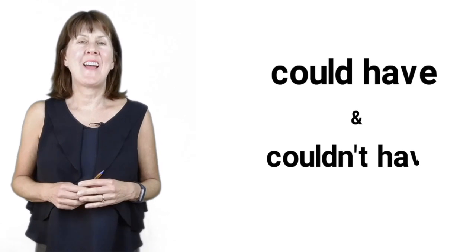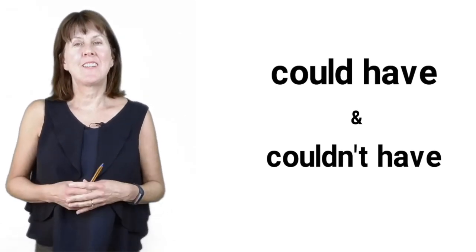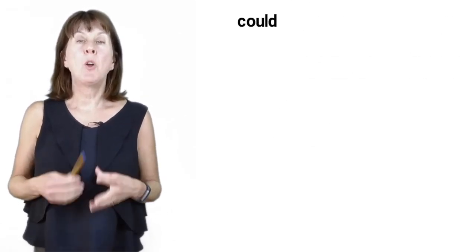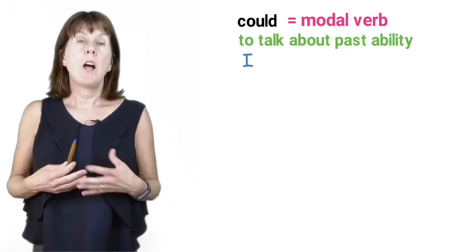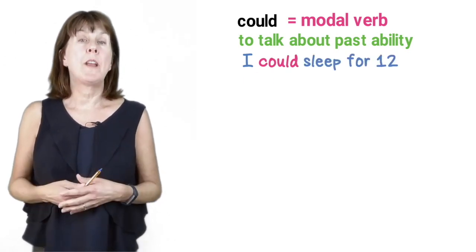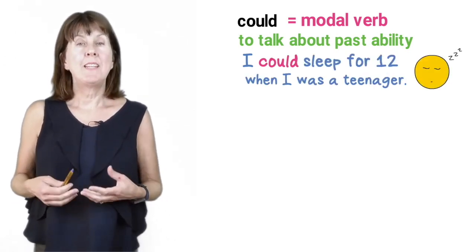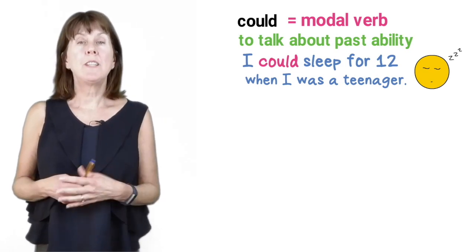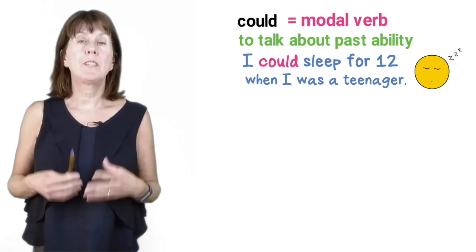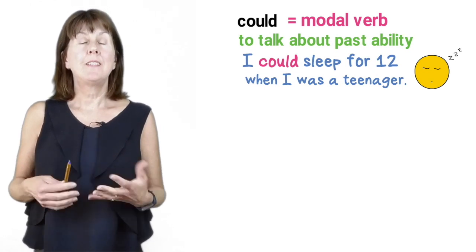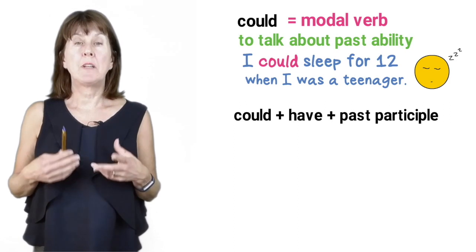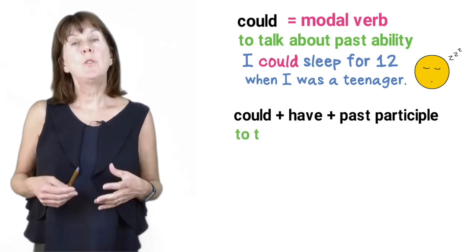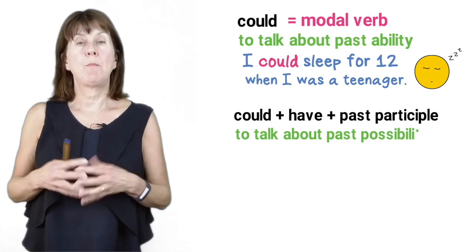Today you will learn about could have and couldn't have in English. So let's get started. Could is a modal verb used to talk about past ability. For example, I could sleep for 12 hours when I was a teenager. This means that in the past, when I was a teenager, I was able to sleep for 12 hours. This is past ability. Whereas could plus have plus the past participle is used to talk about past possibility.